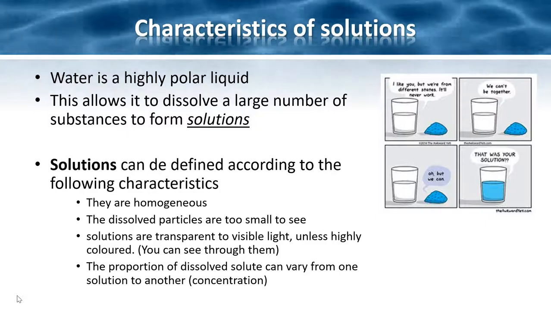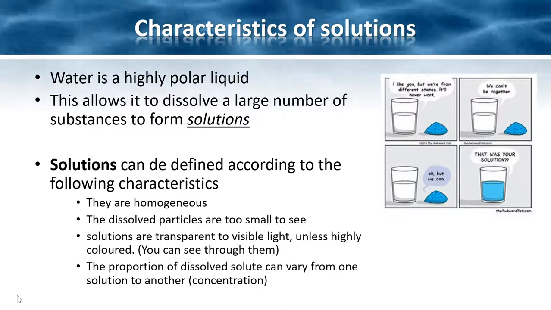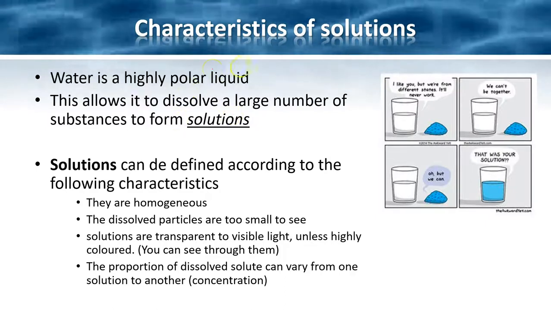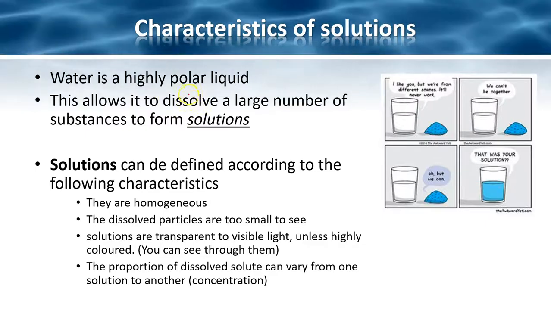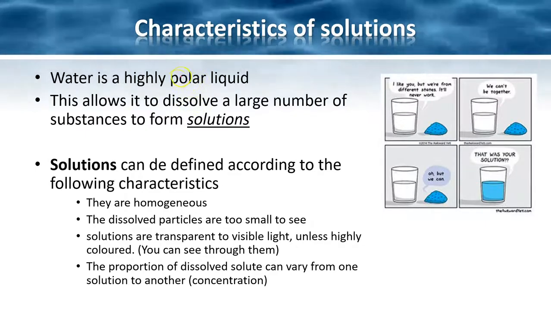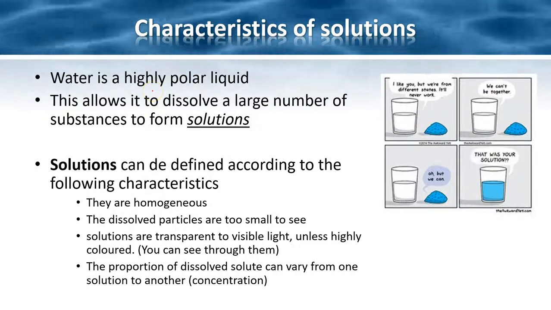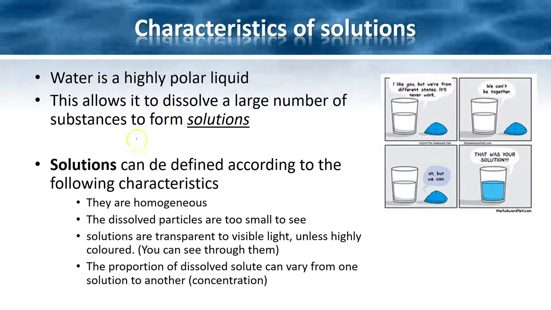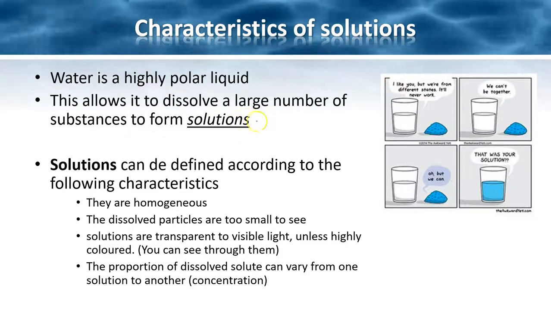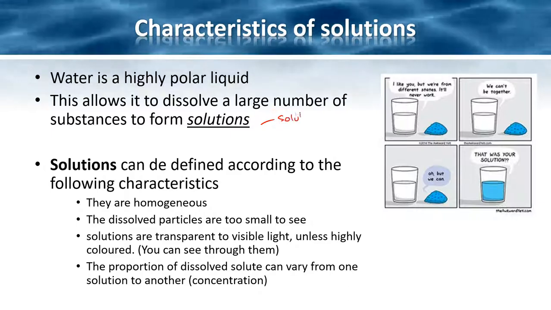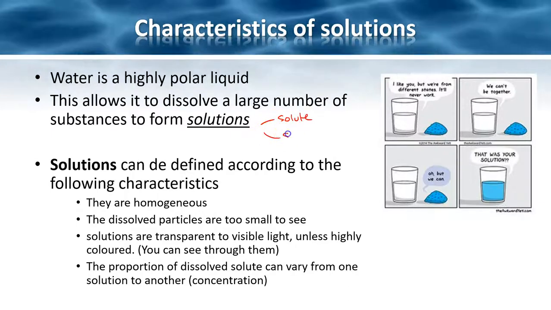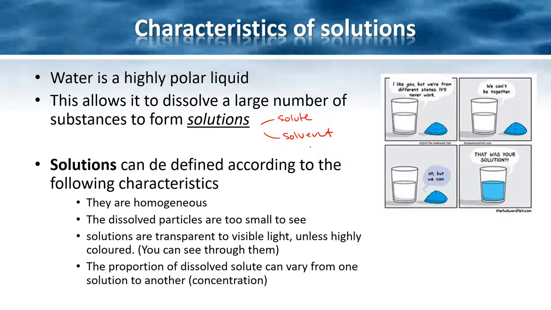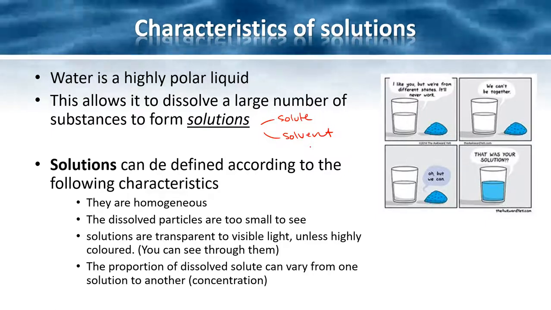So in order for us to fully understand this, we need to get some vocabulary down and understand what we mean by a solution. So we know that water is a highly polar liquid, because of its presence of permanent dipoles or polar bonds, and that it can form hydrogen bonds with solutes. This allows water to dissolve a large number of substances to form solutions, where we have a solute dissolved into a solvent and we are unable to see the particles.